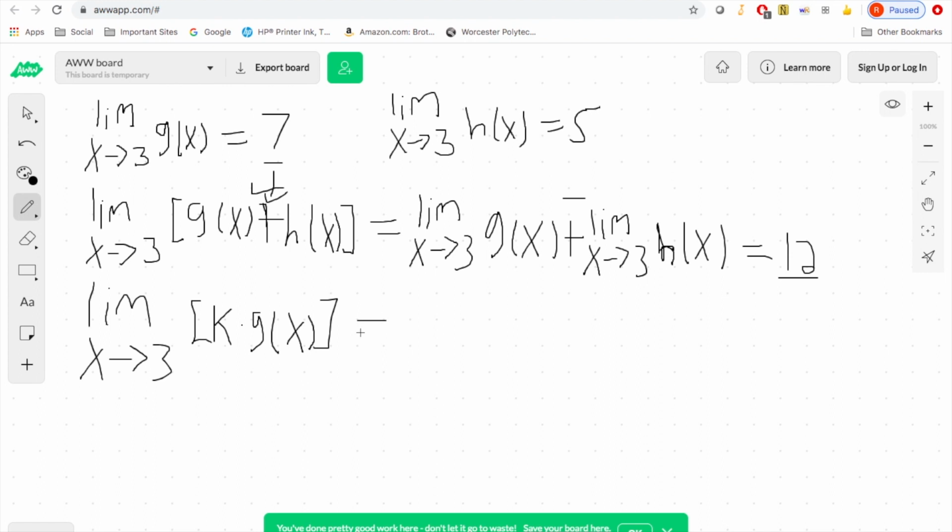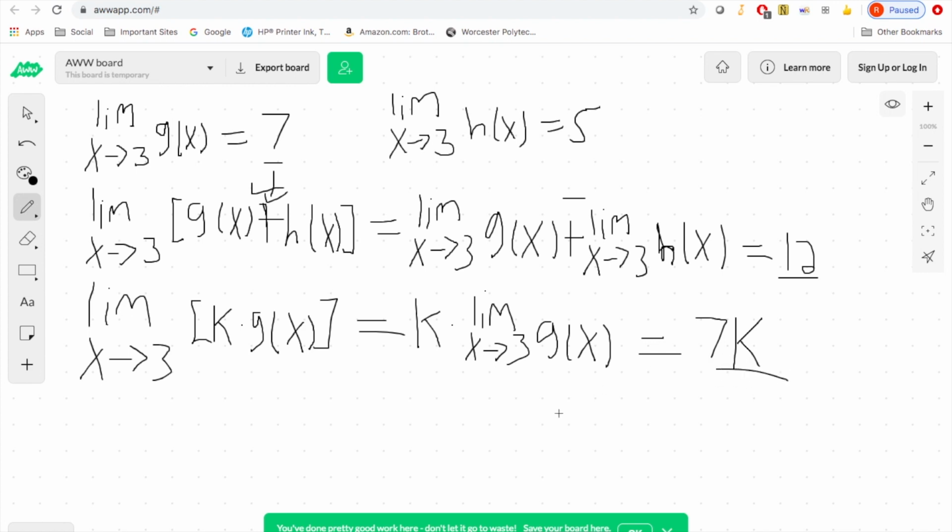So it's just going to be k times the limit as x approaches 3 of g of x. We don't actually have a value for k, so our final answer is going to involve k, but it's just going to be 7k. That just says that we're allowed to keep that constant in front and just multiply it by whatever limit we have.